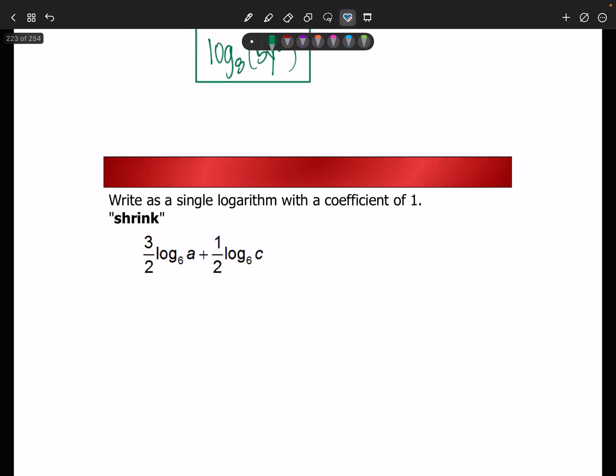Why don't you go ahead and try this one? Press pause, and at the very minimum, try and take that 3/2 power up to the top, 1/2 power over to the top, or the exponent, and then maybe press play and see if you've got it right.